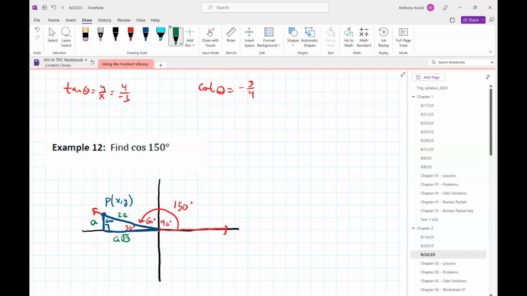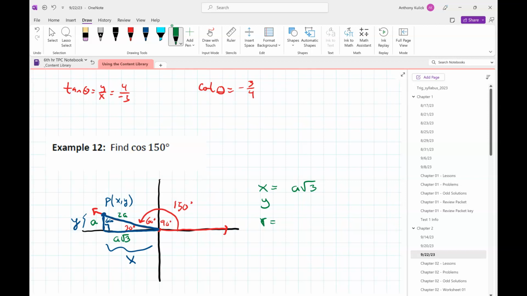So what is my value for X going to be? Remember, to plot the point P, we went X over, right? And we did Y up. So what is my quantity for X going to be? I went over A cube root 3, right? Is everybody okay with that?